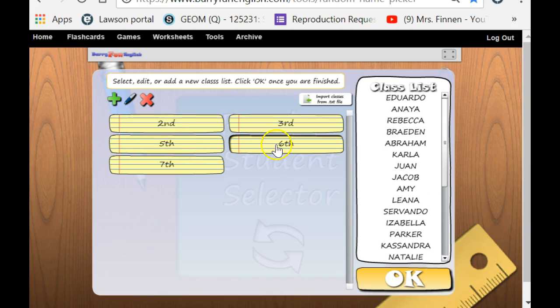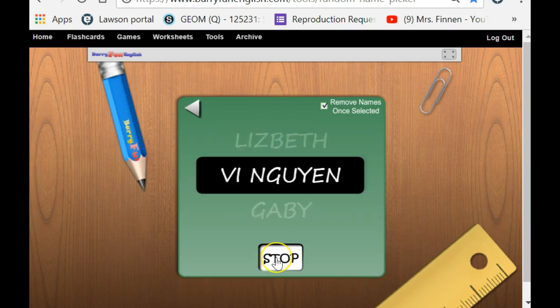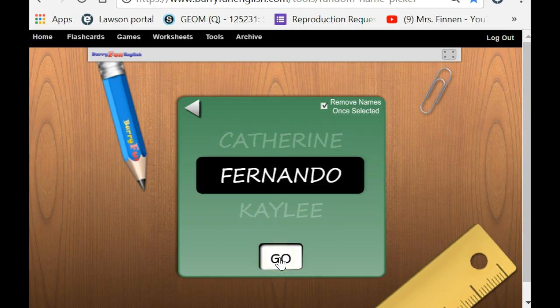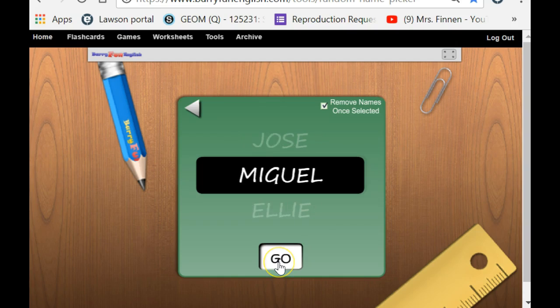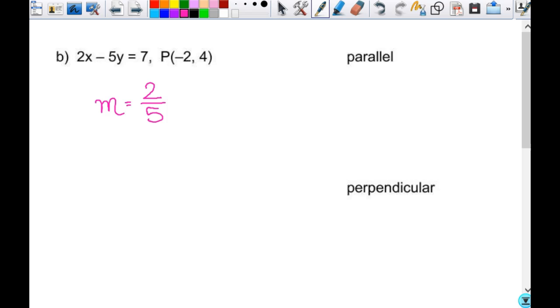All right, and then this is 5th period, right? I want to know if when I write my equation of my line that is parallel to it, I need to fix this. This is way bad, wrong. Mirabella. All right, what would be my slope when I write my parallel line? 2/5, right? Okay, good, thank you.